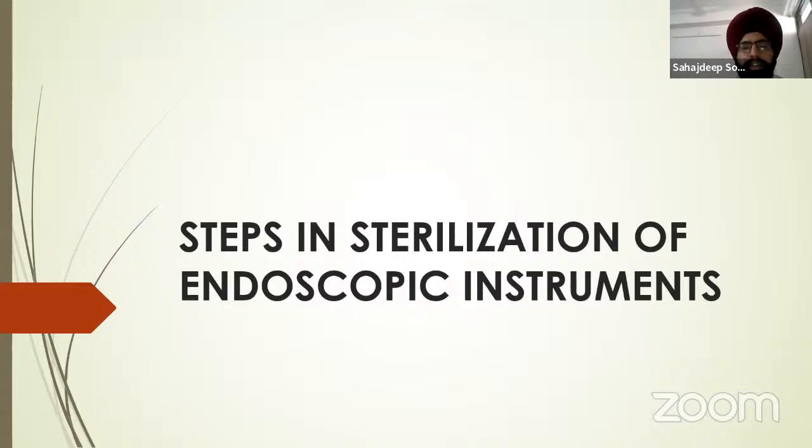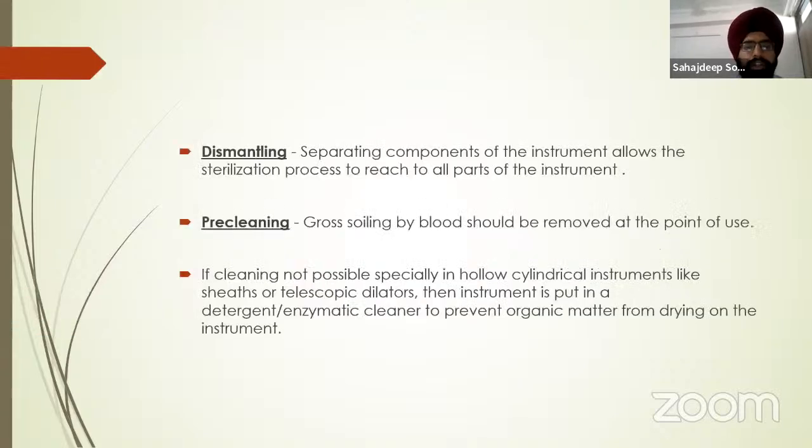Then we come to the steps in sterilization of endoscopic instruments. First step is dismantling. Separating all the components, all the valves and ports have to be dismantled from an endoscope so that the sterilization process can reach all parts of the instrument.